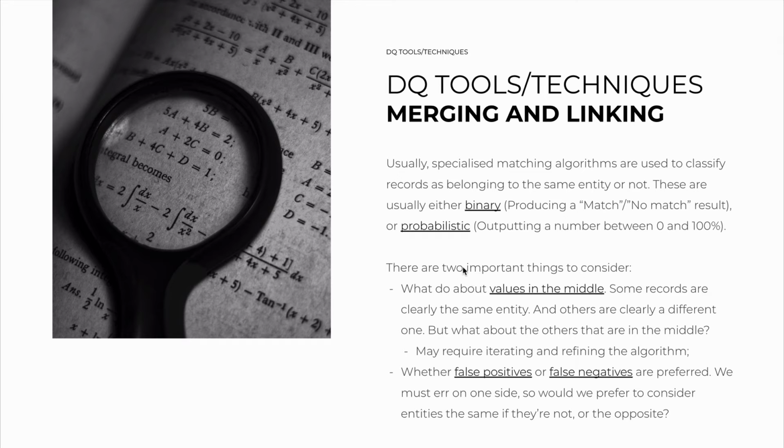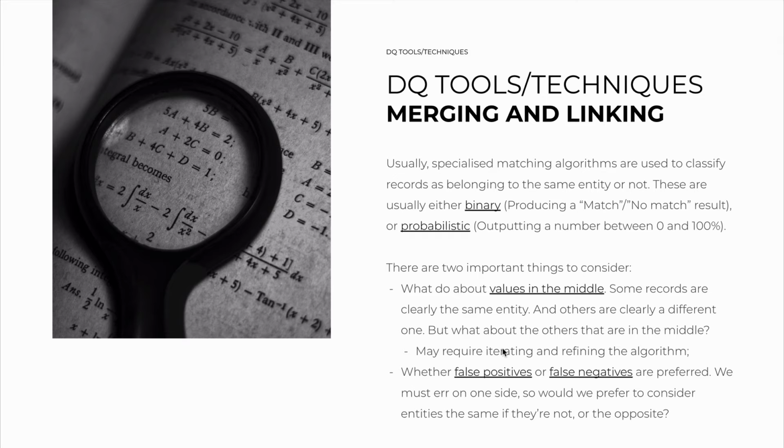So there are two important things to consider here. First, what to do about the values in the middle. What I mean is that, let's say that we have a probabilistic model, so some records are clearly the same entity. For example, 90% or more similarity, or even 80% or more, and some are clearly a different entity. For example, a 10% match or a 20% match. But what about the others that are in the middle? A 45% match or a 65% match?